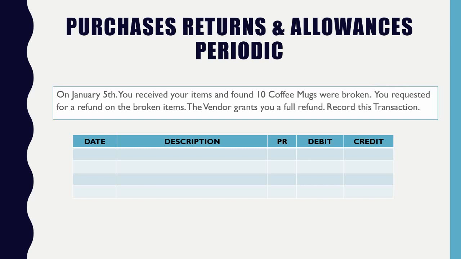All right, so they were $1.25 apiece. So you're going to start with the date of January 5th, and then under the description, is it going to be purchase returns, damaged items, something along that line? You're going to use that account, but it for sure will not come first.